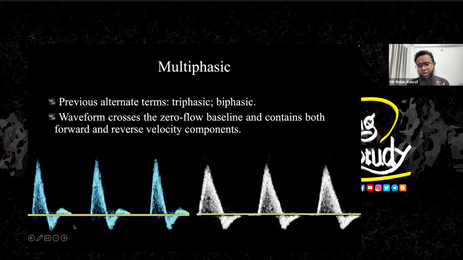So if you see a wave in both directions from the baseline, so you see there is a positive, there is a negative or something like that. So if you see a wave with a forward and reverse component, then you will call it a multiphasic wave pattern. So no matter if it is biphasic or triphasic, if the wave is present on both sides of the baseline, you'll call it multiphasic.